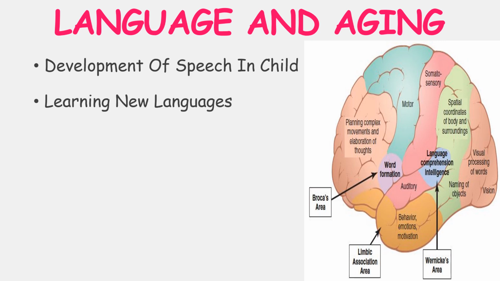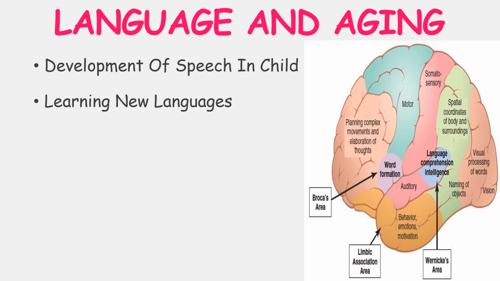Then learning new languages. It is very interesting that in individuals who learn a second language in adult life, a functional MRI reveals that the portion of Broca's area concerned with it is an adjacent but separate area from the area concerned with the native language. So there are two areas. If an adult learns a new language, two areas are found in Broca's area for the language. One is for the native language, another is for the learned one.